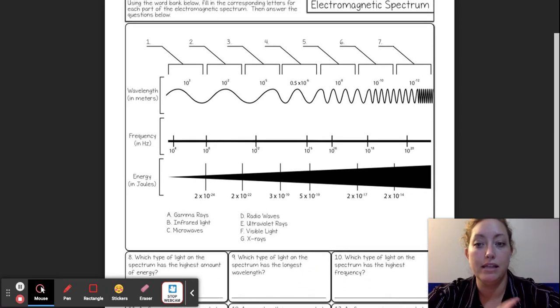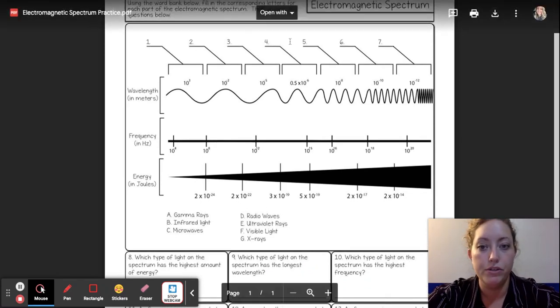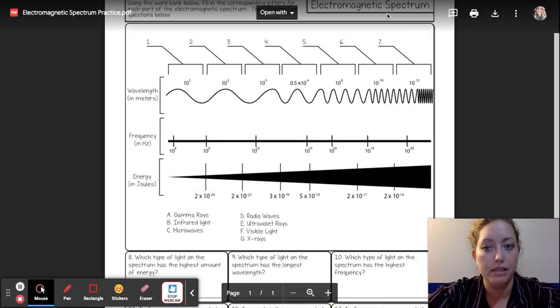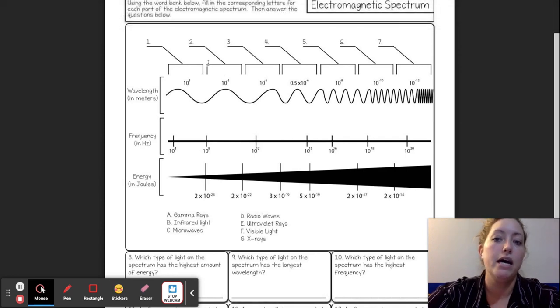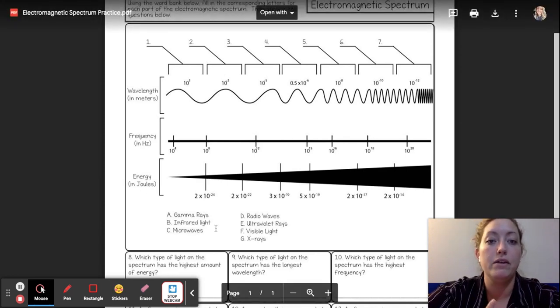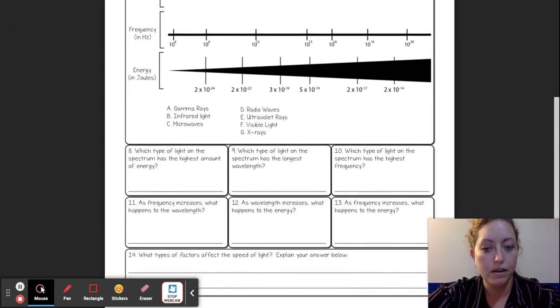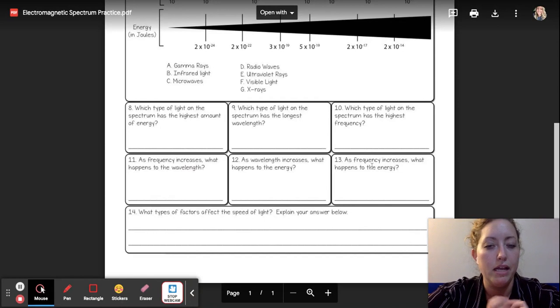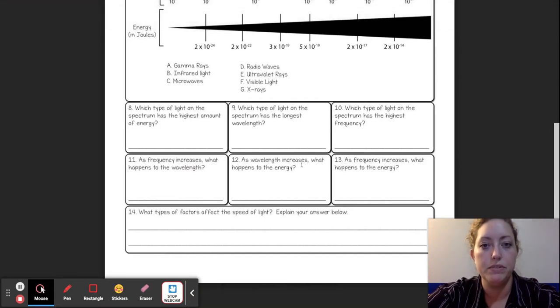Basically, you are just labeling these. You have 1, 2, 3, 4, 5, 6, 7 up along the top, and you have these letters down here. If you want to be kind of lazy about it, you can just put the letters up there. If you want this to be useful for you later, I would write it out so you know these are gamma rays, this is visible light, because this is going to be something that you could use as a resource on a quiz or an exam later. You also have a couple questions here, just analyzing the patterns and trends that you see.